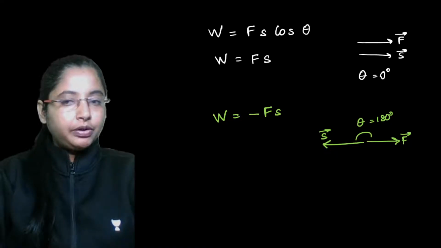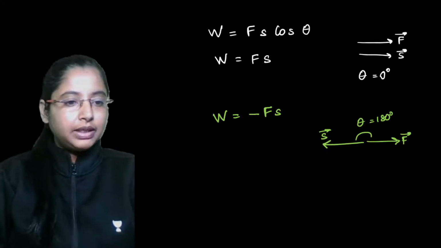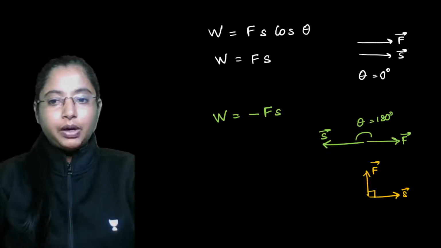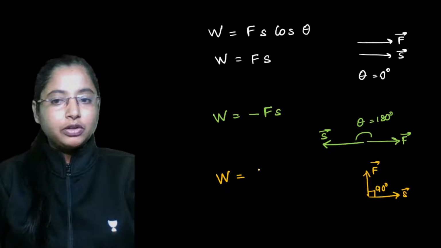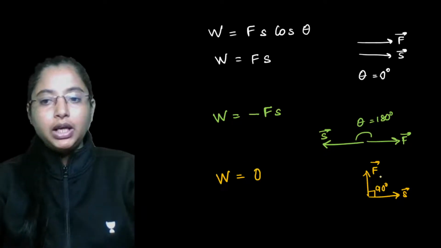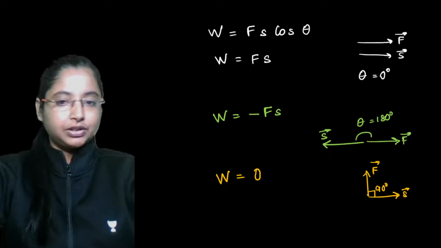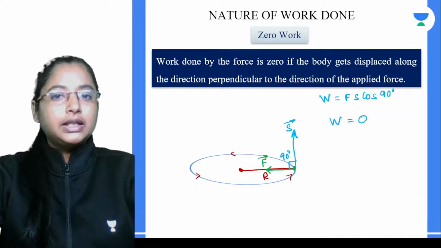Now there is another point we can see, that is when the force vector and displacement are perpendicular to each other, for example theta is equal to 90 degrees. When that happens, cos of 90 degrees is 0, and work done will become 0. So 0 work is done. This happens with the centripetal force; work done by centripetal force is 0. Alright, so these are the natures of the work done.